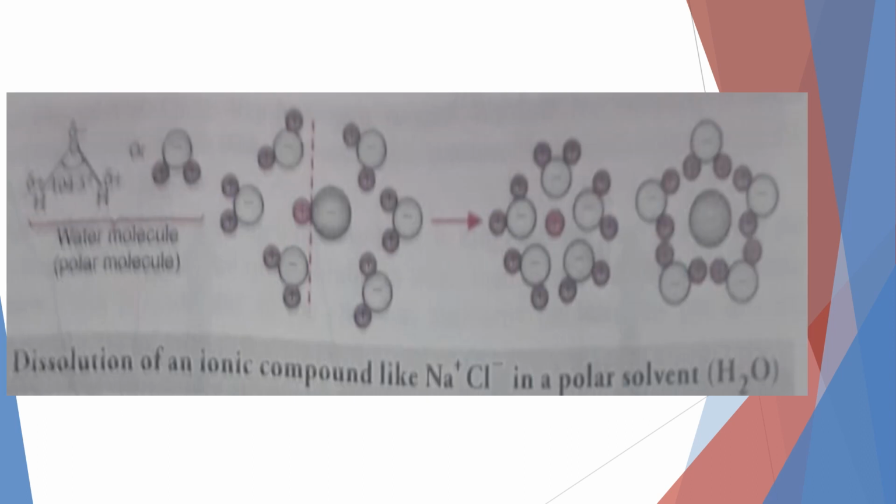This is a diagram in which we have positive and negative ions. Negative will attract with positive and positive will attract with negative, because in ionic compounds we have Na positive, Cl negative. This is one example.